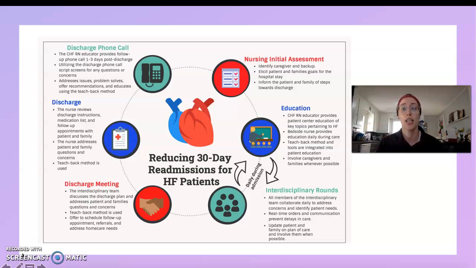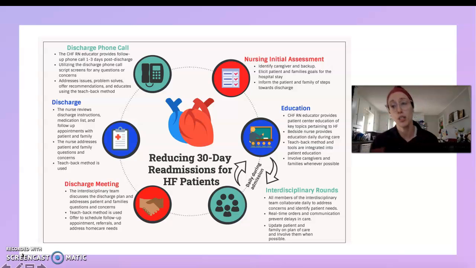The second intervention includes education. This used to be done by the floor nurse assigned to that patient, but this evidence-based change in clinical practice will involve creating a new role, which will be a CHF RN educator who will provide patient-centered education to both the patient and families. They will go to the bedside daily and perform an assessment of the patient's congestive heart failure, and then educate them on key topics pertaining to congestive heart failure.